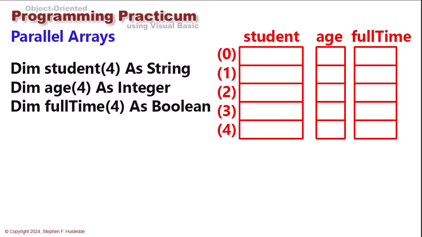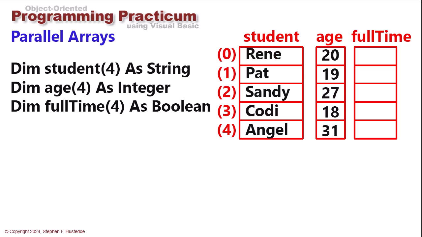And we could populate those. So element 3 of my student is Cody, and Cody's age is 18, age element 3, and Cody is a full-time student, which is element 3 of full-time. So we can use that together in code.